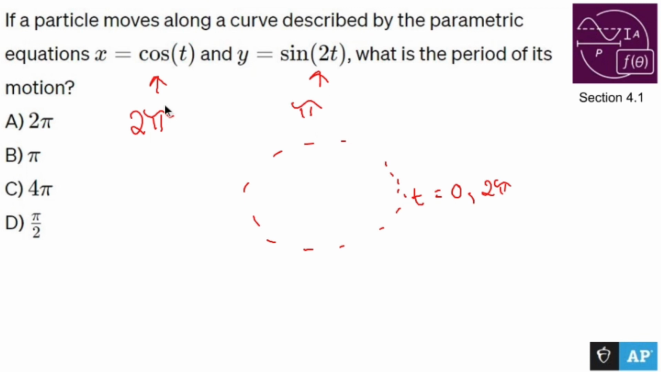So the period of a parametric equation is determined by the longer period. Since the longer period is 2 pi, my period is going to be 2 pi for this one. Kind of tricky.